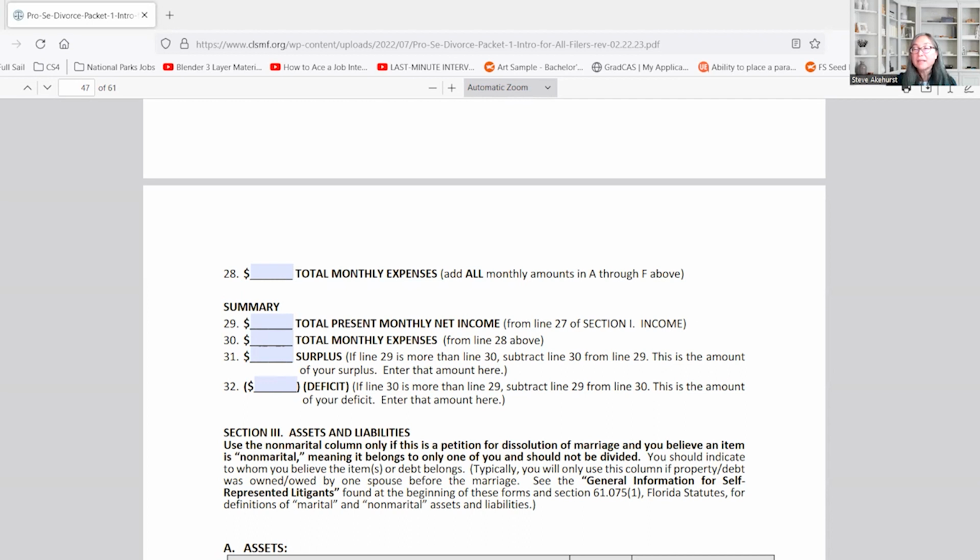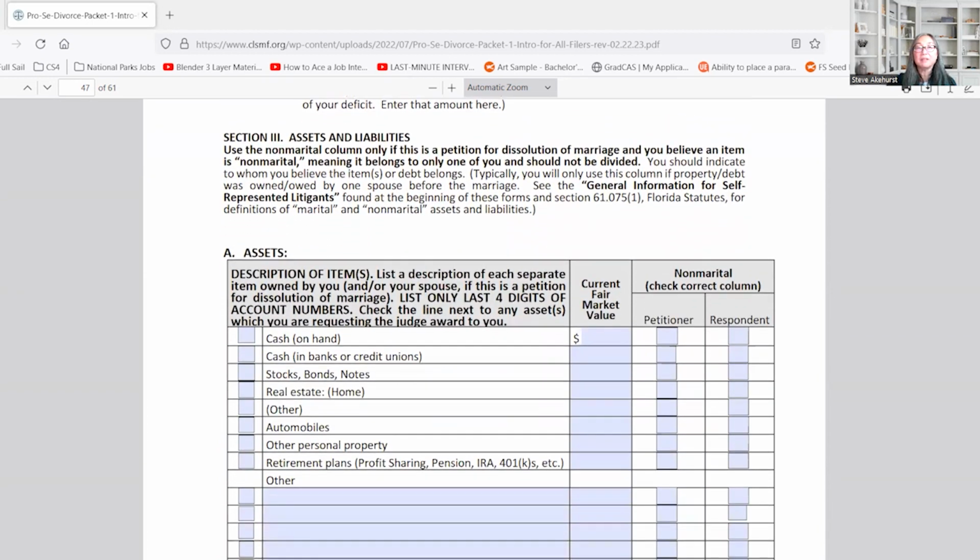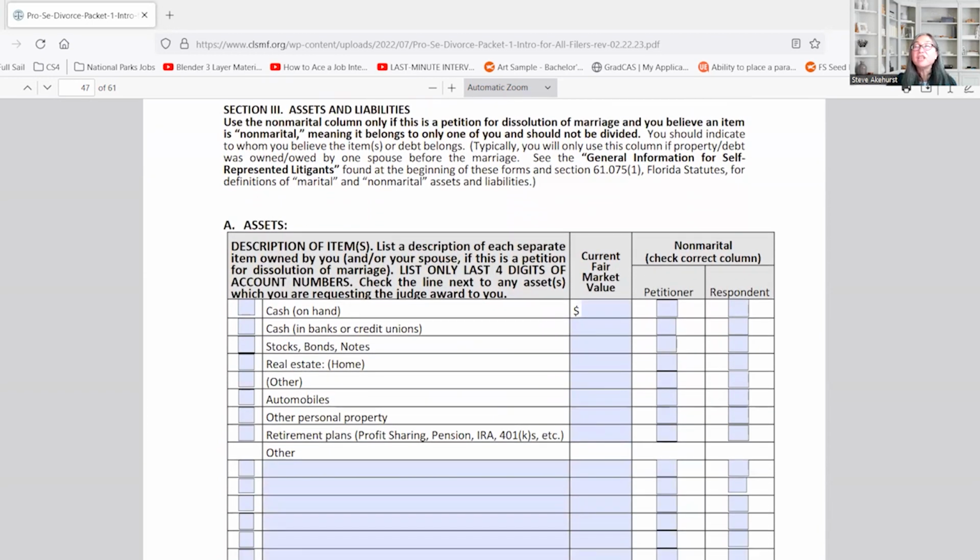Okay. The next section is the assets and liabilities. The assets are everything you own, and this is owned of value. And there are two types of assets. One is marital and one is non-marital. So non-marital assets are all the assets you owned before you got married. And there are some assets that you owned before you got married that can be converted to marital assets, but we'll go over that a little bit more when we go into each of the things.